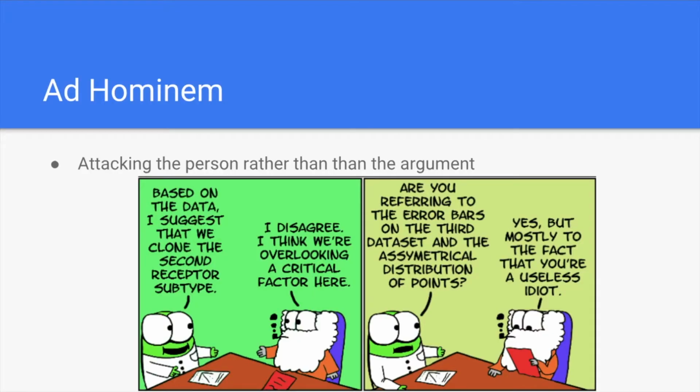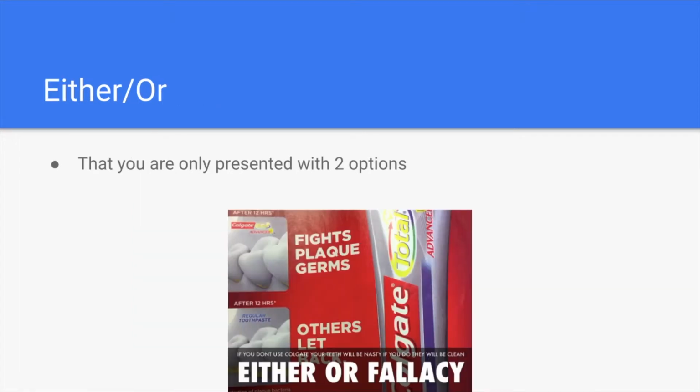So first we're going to cover a couple of fallacies, the first one being ad hominem, which basically means attacking the person rather than the argument that they present. For example, this guy in the green is making some argument about this second receptor subtype, and the guy in the orange says, hey, we're overlooking a critical factor here, and basically that factor is that the other guy's a useless idiot. And so that's basically him attacking the person instead of attacking the argument that he states.